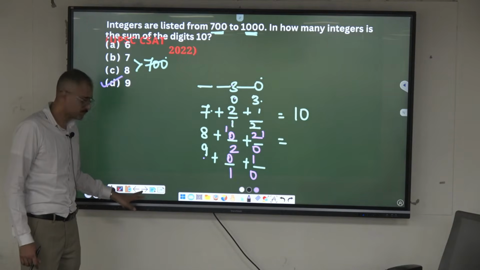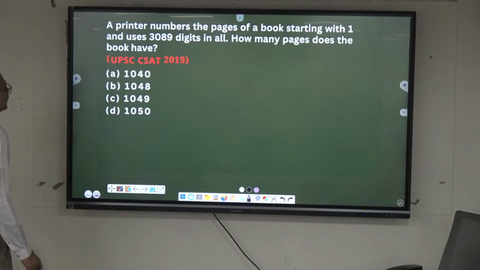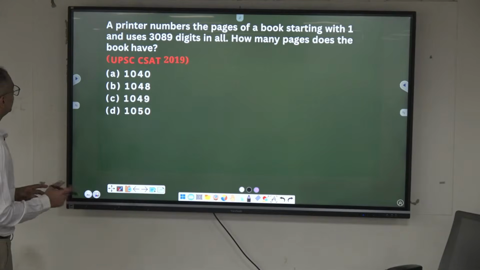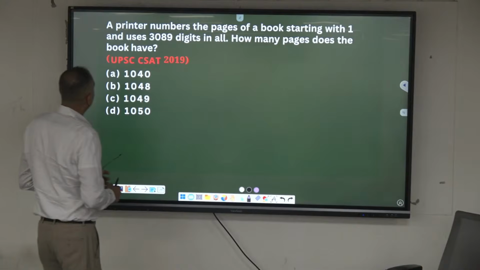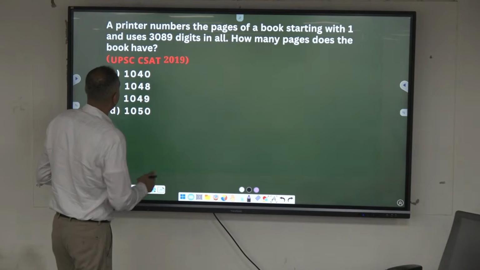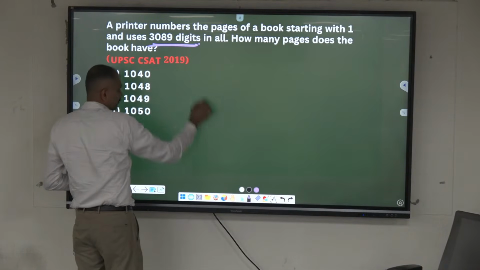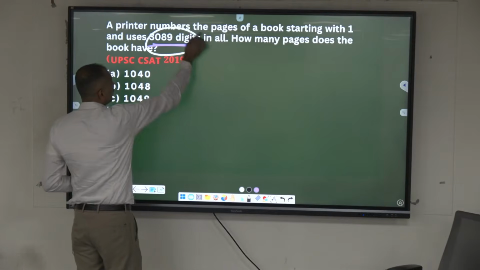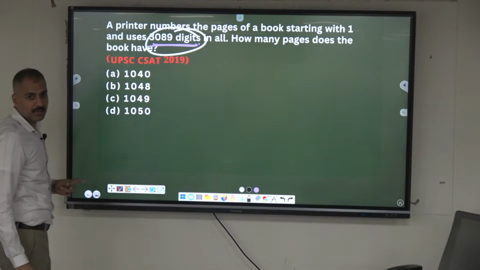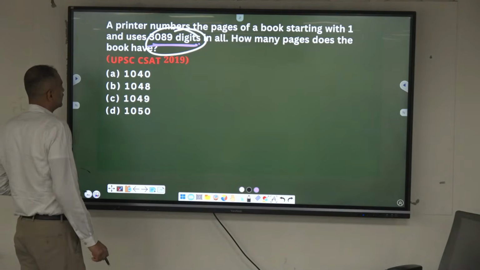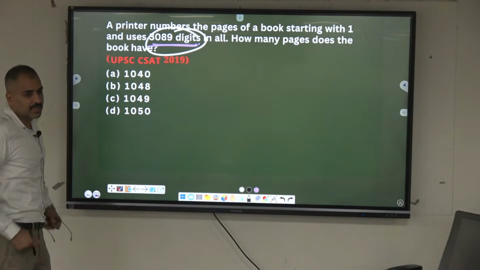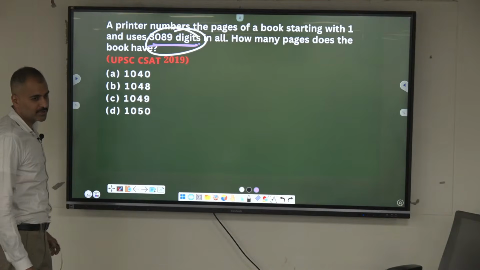Next case. Again, counting of the pages. Starting with 1 uses 3089 digits. Permutation combination is not needed here. Still, how many pages does the book have? How many pages is the book having? You have to count the digits, madam.